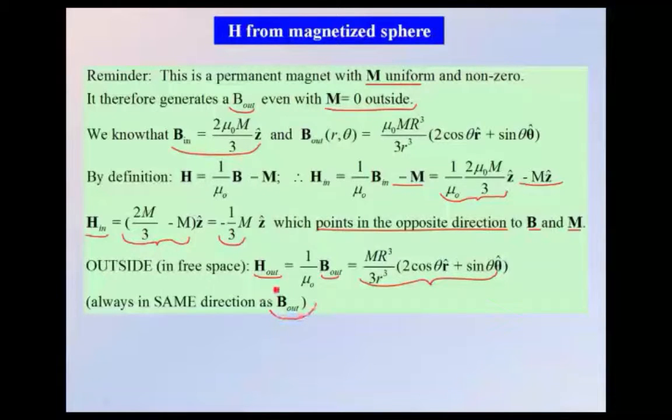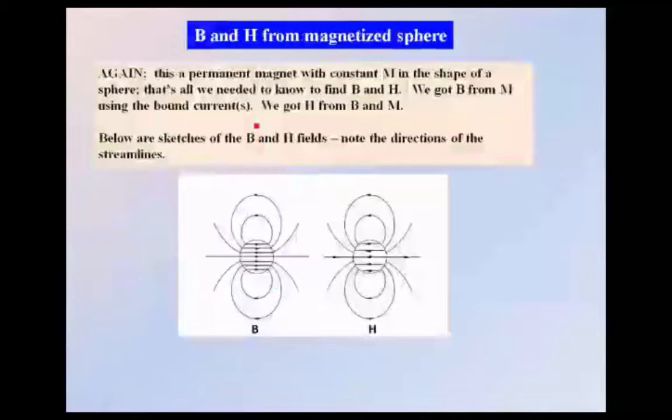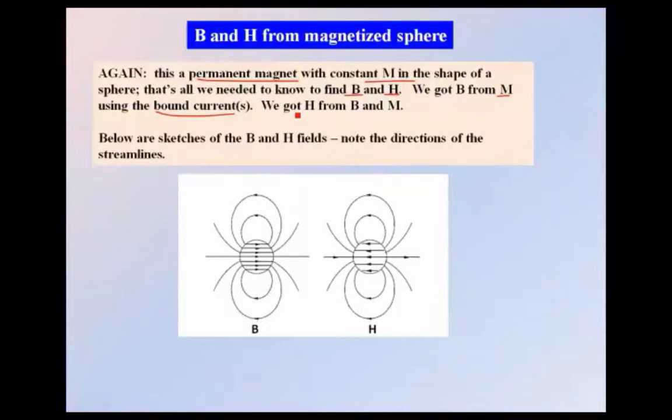To repeat then, this is a permanent magnet, constant M, in the shape of a sphere. That's all we needed to know to find B and H. We got B from M and the bound currents that resulted. We got H from B and M. So here's a sketch of the two fields.